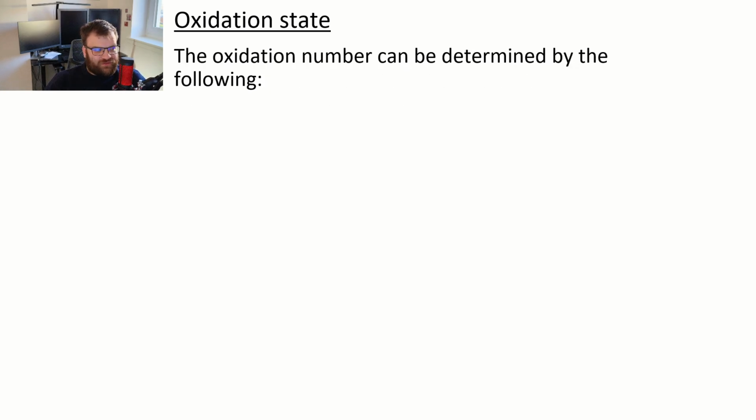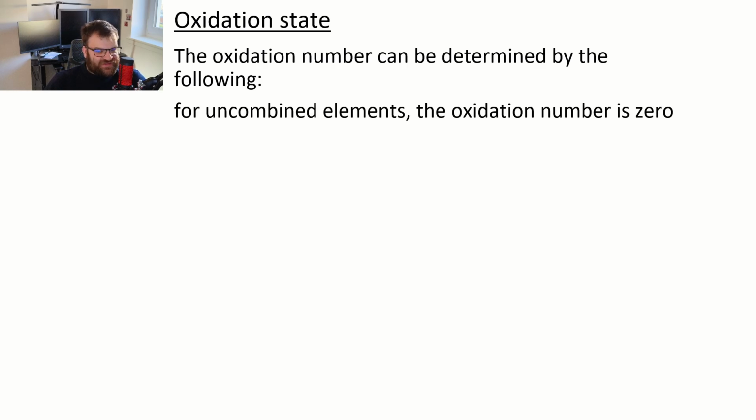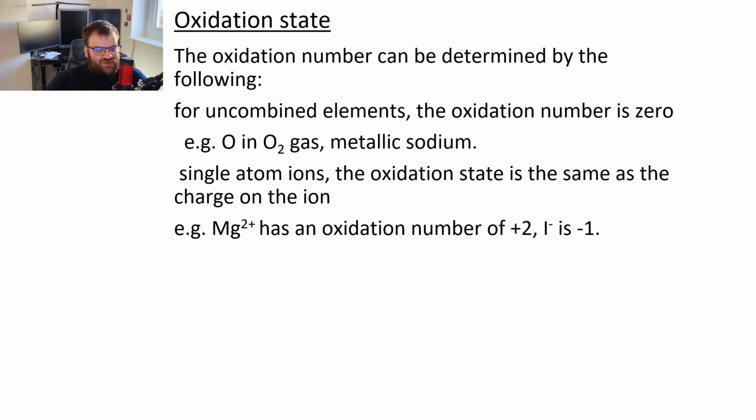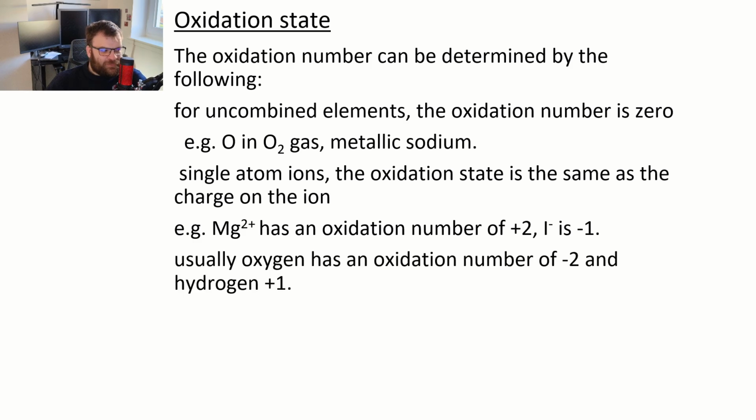If you're asked to figure out what the oxidation number is, there are certain steps that you can take. First thing is if it's an uncombined element, it'll just be 0. So something like oxygen gas or metallic sodium would both have an oxidation number of 0. If you have a single atom ion, it will be the same as the charge on that ion. Magnesium 2+ is +2, and iodine 1- would be -1 as its oxidation number.